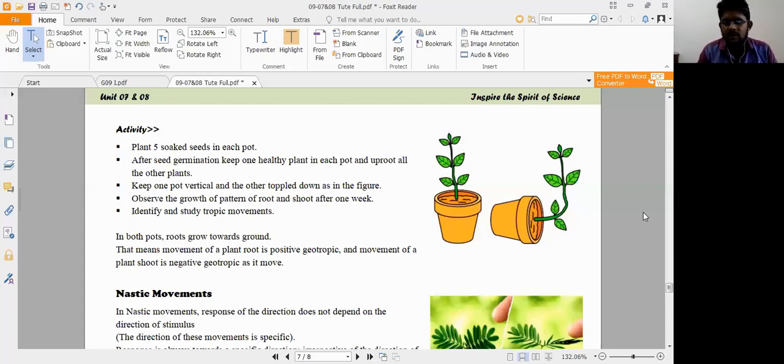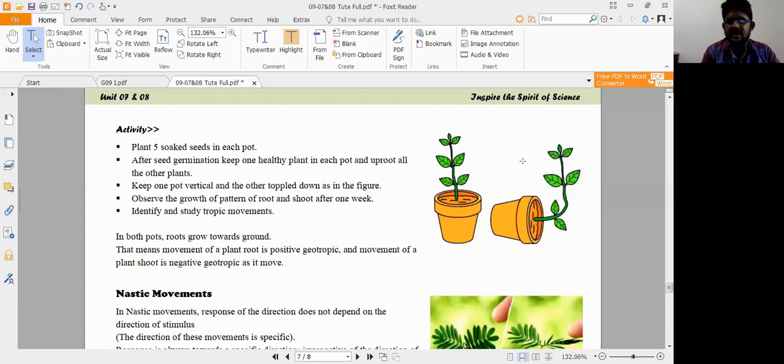Keep one pot vertical and the other toppled down as in the figure. What do you do now? After the healthy plants are growing up, one plant you keep straight, the other you topple down. Okay, you keep it in a horizontal view. Observe the growth pattern of the root and the shoot after 1 week. So what do you do now? You have to observe the way the plants are growing up.